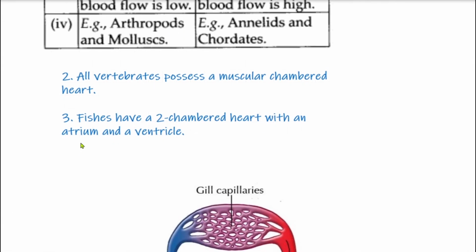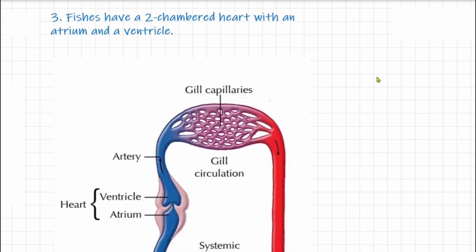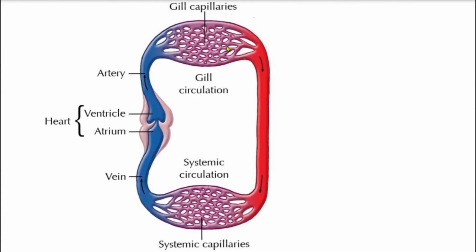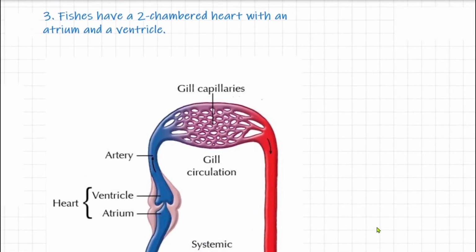Thirdly, fishes have a two-chambered heart with an atrium and a ventricle. Their heart is made up of two chambers. One chamber is called atrium and the second chamber is called ventricle. From the ventricle, blood is pumped to the gills where it gets oxygenated. From there, it is directly pumped to the body, and from the body it is pumped to the atrium. So it is a two-chambered heart.